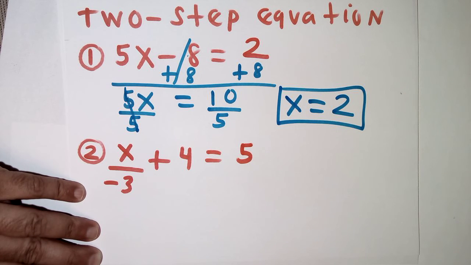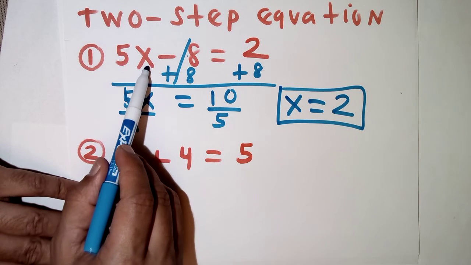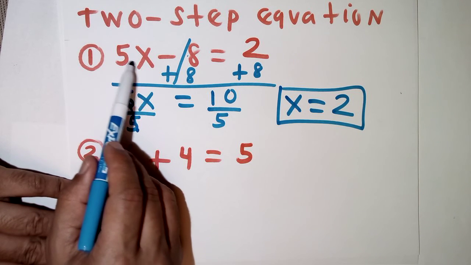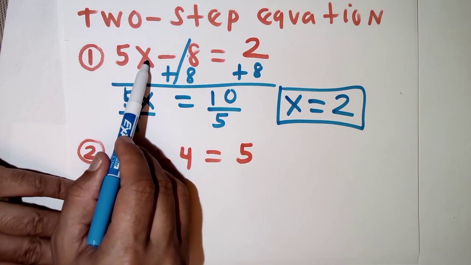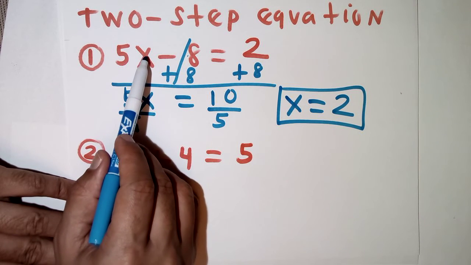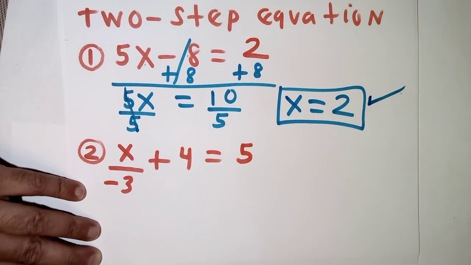Now, if you want to check your answer to see if it's good, you can always take that solution here, replace it where the x is. Since you multiply, instead of 5 times x, you're going to end up saying 5 times 2, which is 10. And then what is 10 take away 8? 2. And that's how you know that this answer is good.